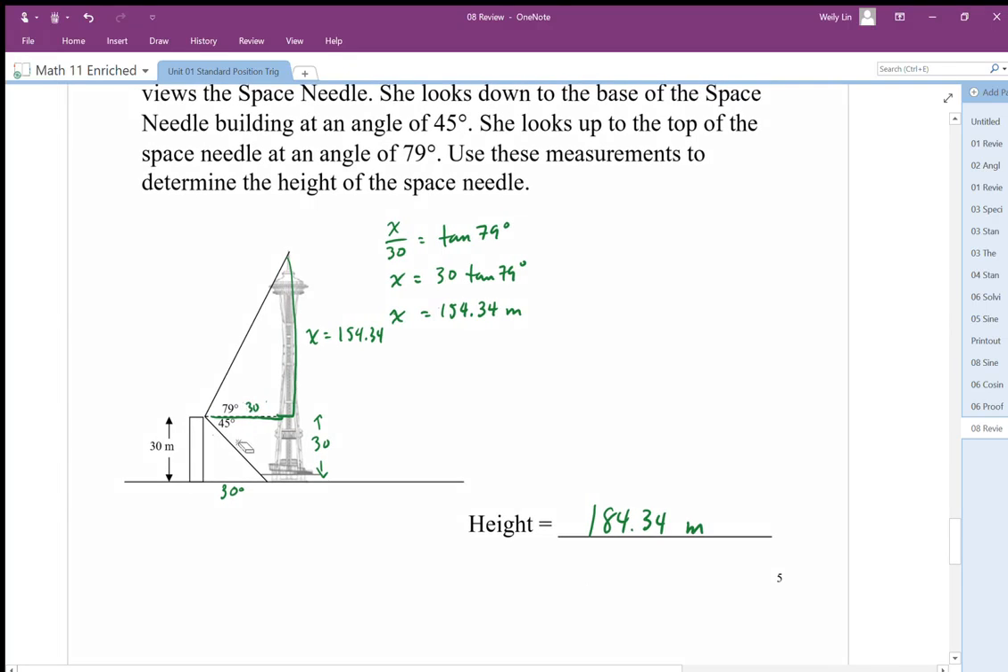Now again, we could have done this slightly differently and used the cosine law. However, if we can use right triangle trig, it's probably going to be easier to use right triangle trig to solve a problem like this.